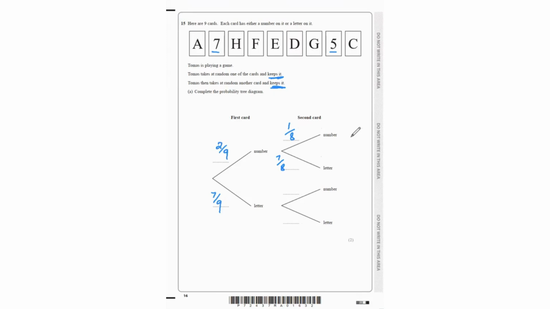Once again, if it's without replacement, then the total number of cards is going to change because you've already taken out 1 card from the total cards. So 9 becomes an 8. If you take out a number card, then the number card becomes 1 less. If you take a letter card, then the letter card becomes 1 less. Now over here, if you're taking a letter, number cards are going to be the same, but the total cards are going to be 1 less. And over here, the letter would be 6 out of 8 now. So this is your complete probability tree diagram.